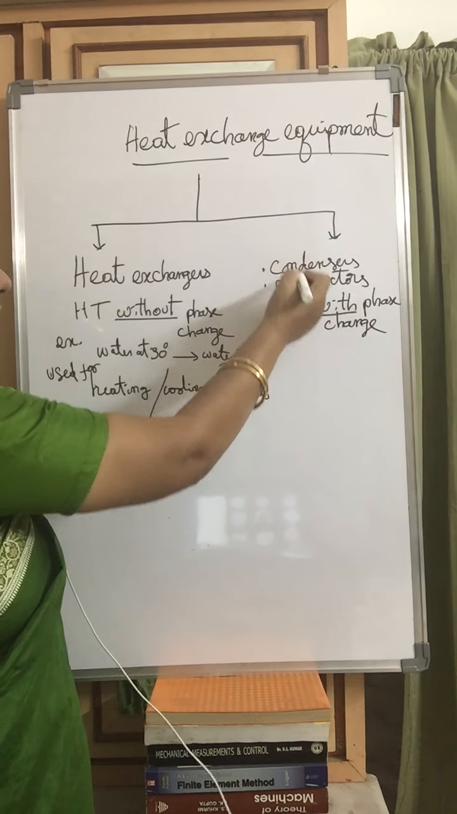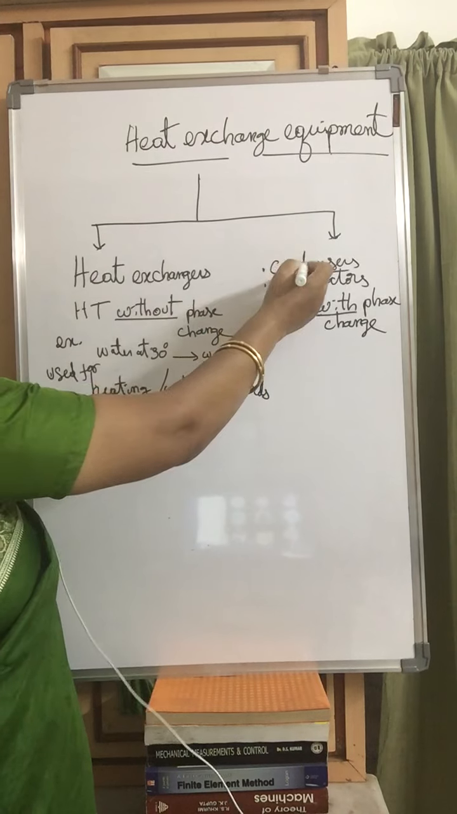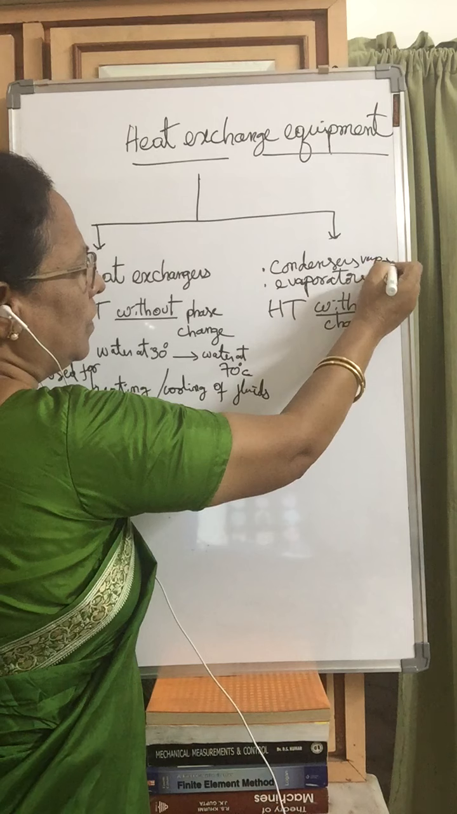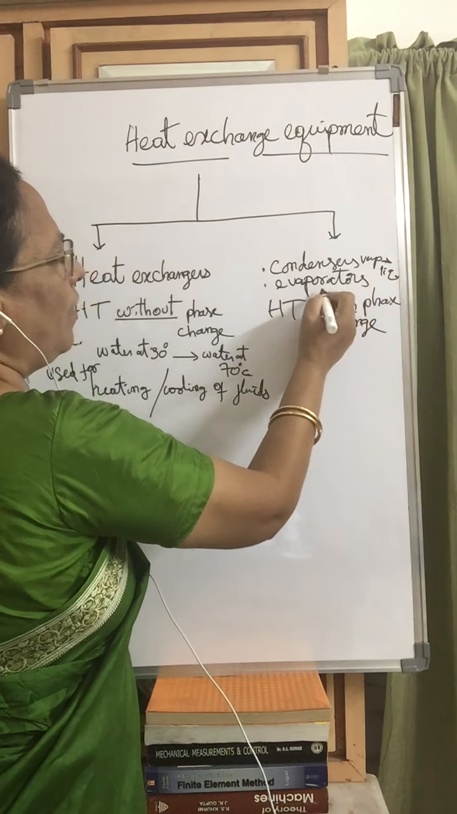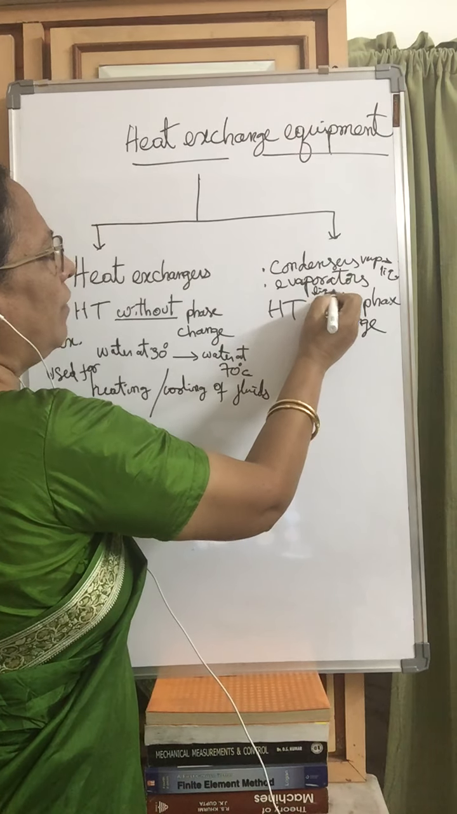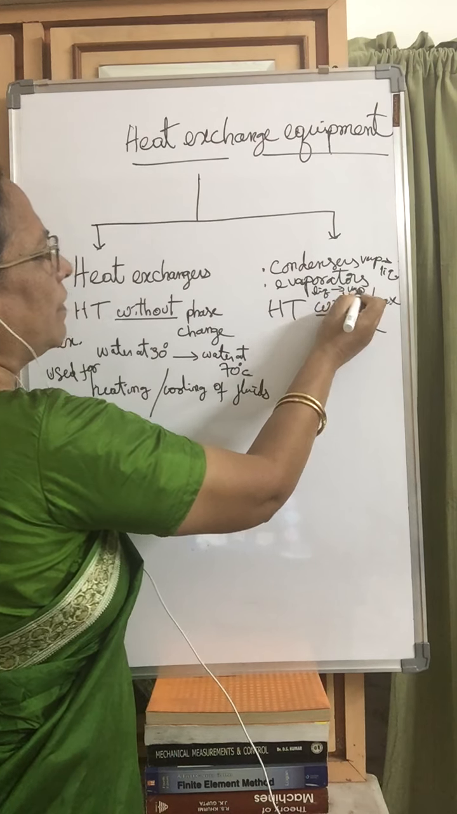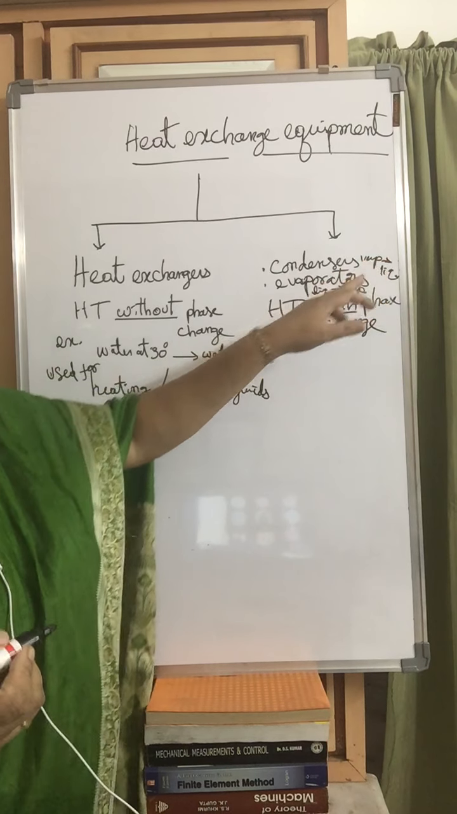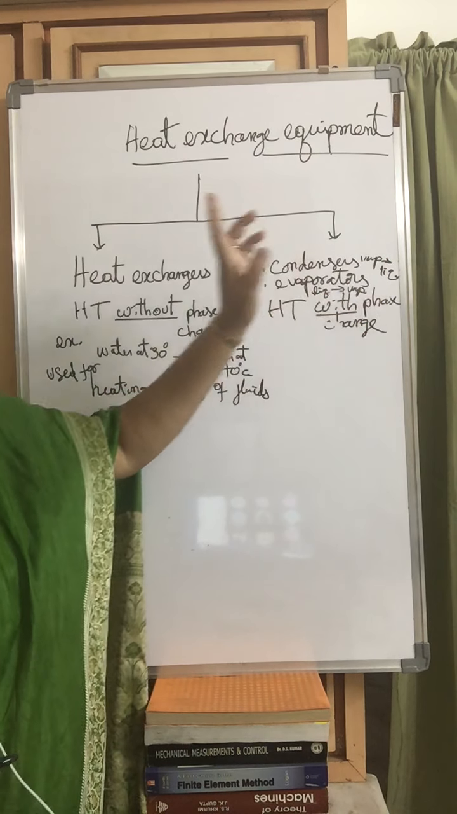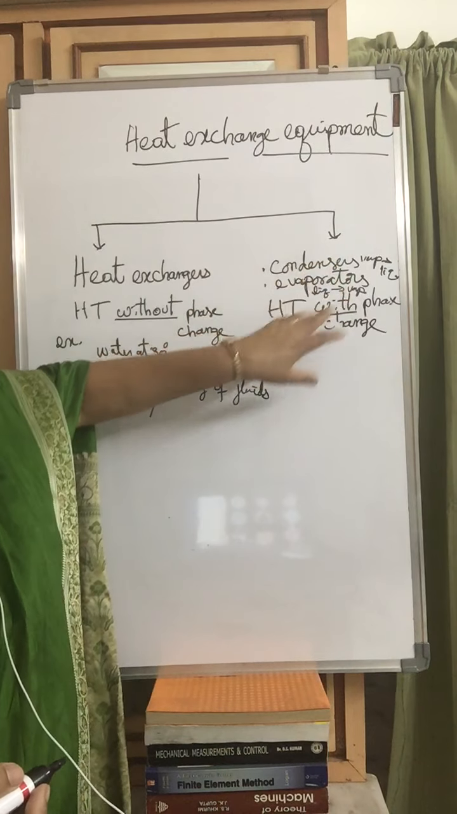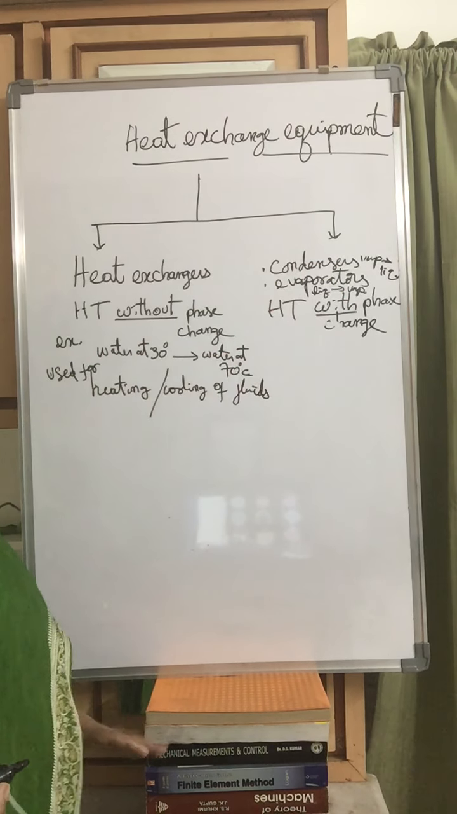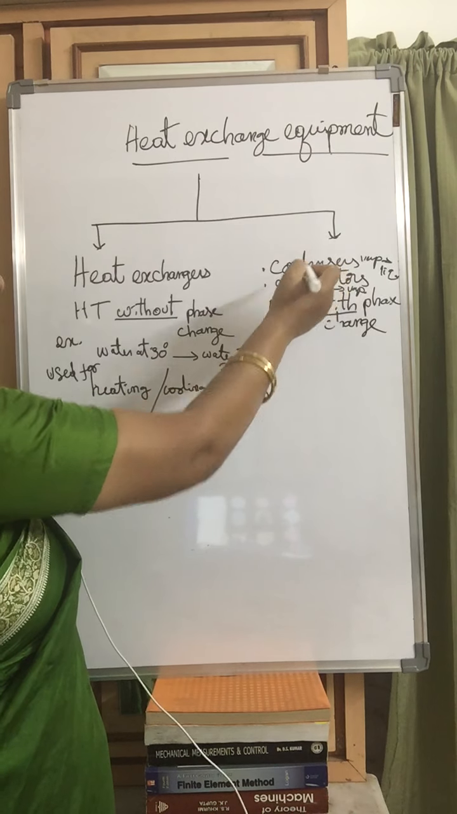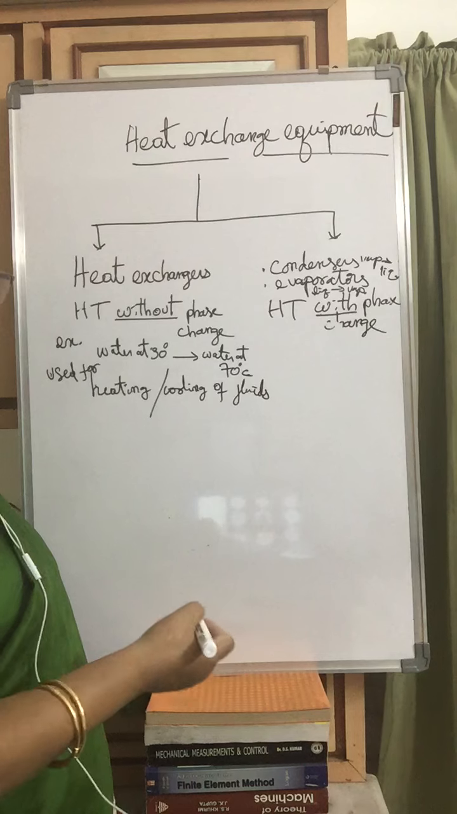Now, condensers and evaporators. In a condenser, vapor will be condensed to liquid, and in an evaporator, liquid will convert to vapor. There is a phase change here, from vapor phase to liquid phase and from liquid phase to vapor phase. This is heat transfer with the phase change. Condensers we have discussed briefly in the last class. Evaporators we will discuss in the 5th unit.